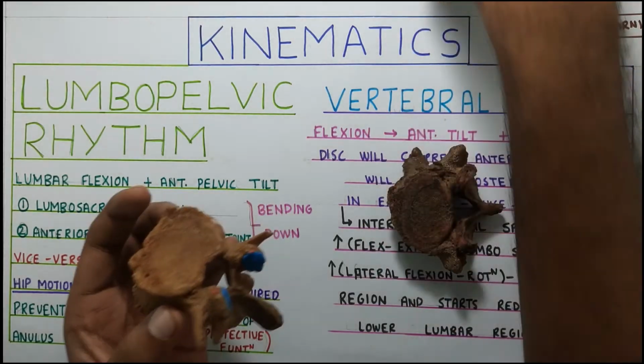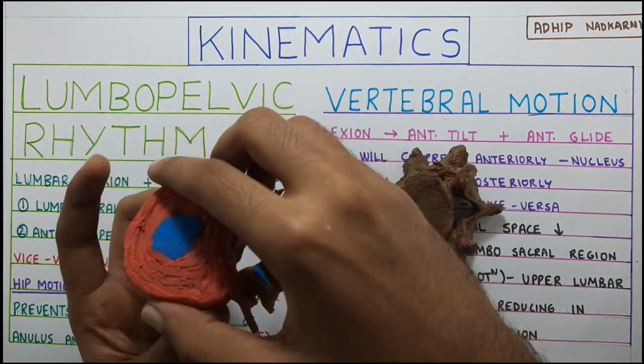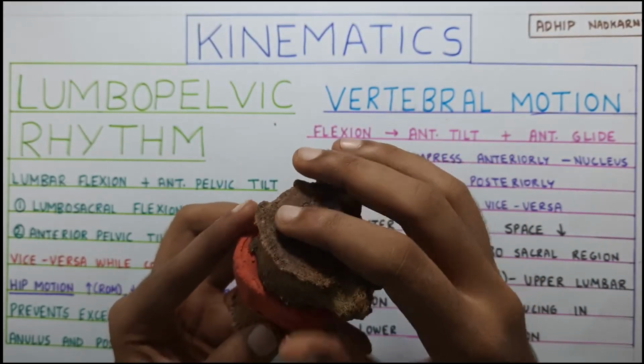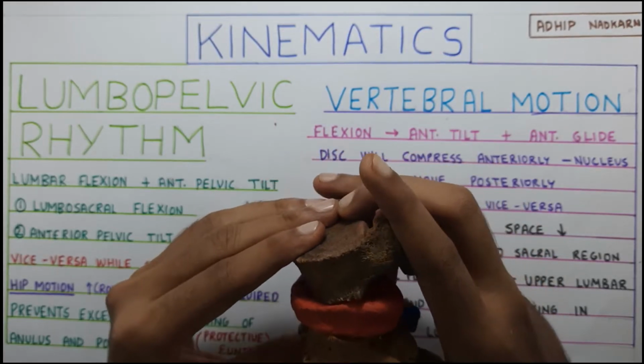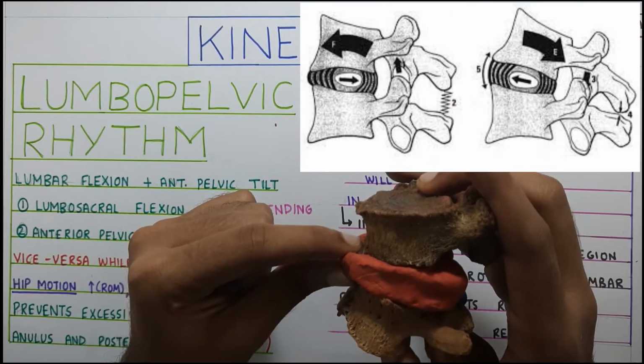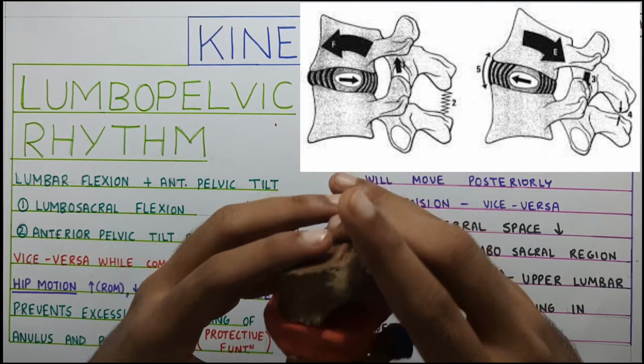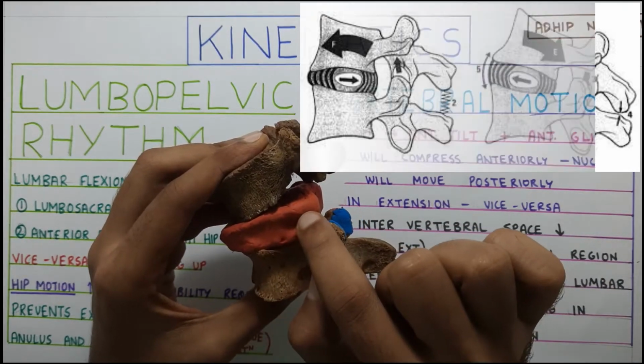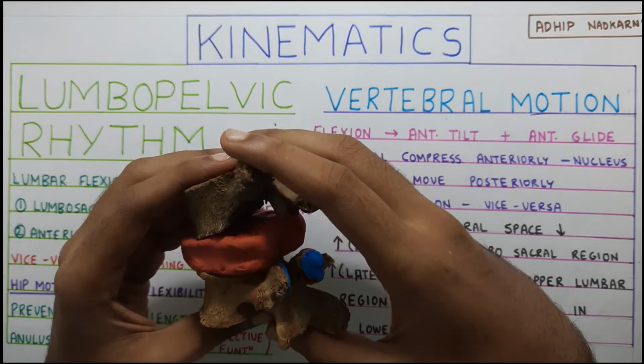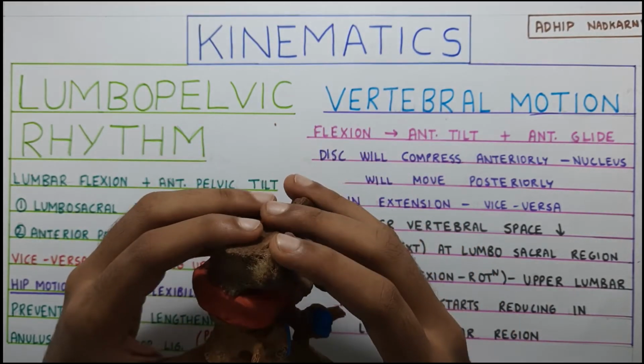So let us get the disc over here. The disc is present between the lumbar vertebrae. When flexion is occurring, there will be compression of the disc anteriorly and the nucleus will move posteriorly, and vice versa will happen in extension, right?